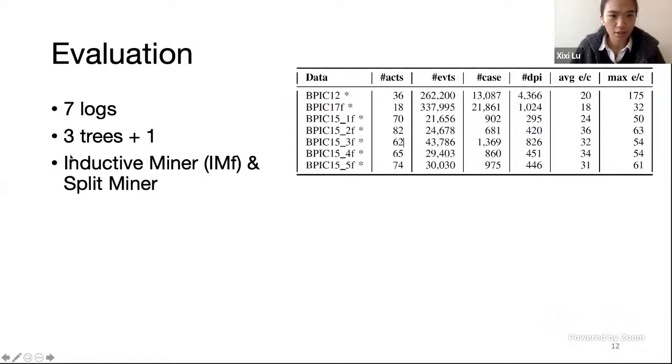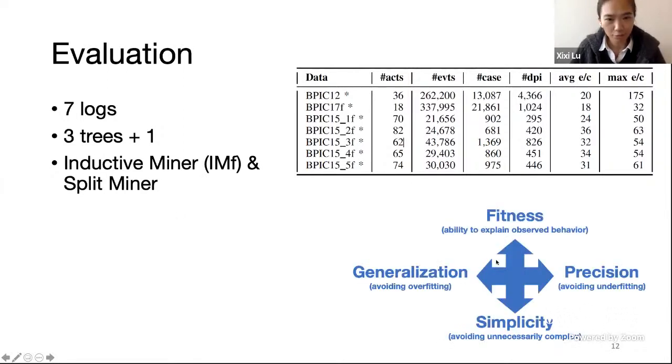For each of these trees, we then compute, using the inductive miner and a split miner, the submodels and the high-level models. And then for each model, we compute the fitness, generalization, simplicity, and precision.